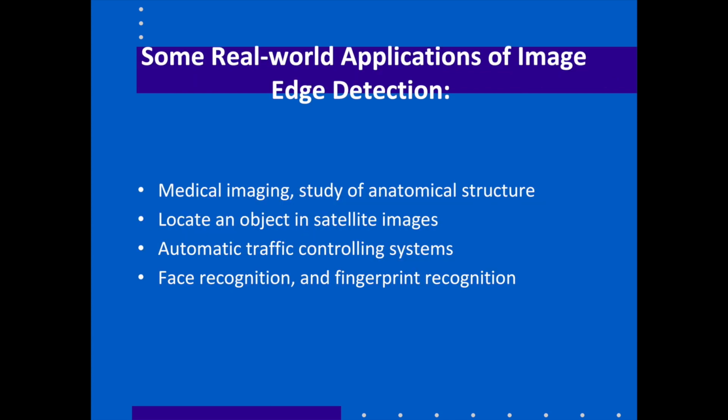These are some of the real-world applications of image edge detection. First one is in medical imaging, study of anatomical structures. Second one, location of objects in satellite images. Third one is automatic traffic controlling systems. And the fourth one is face recognition and fingerprint recognition.